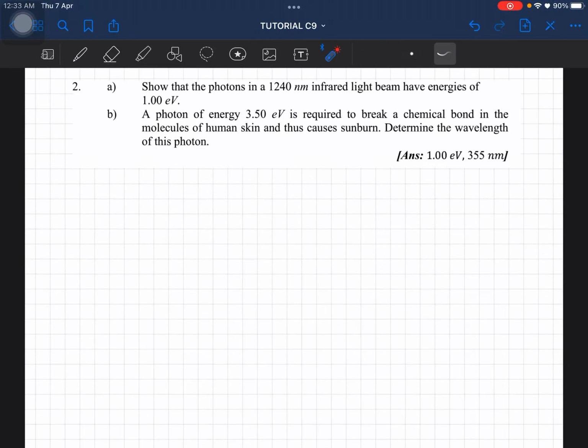Question number 2. Show that the photons in a 1240 nanometer infrared light beam have energies of 1 electron volt. So we have to show that.